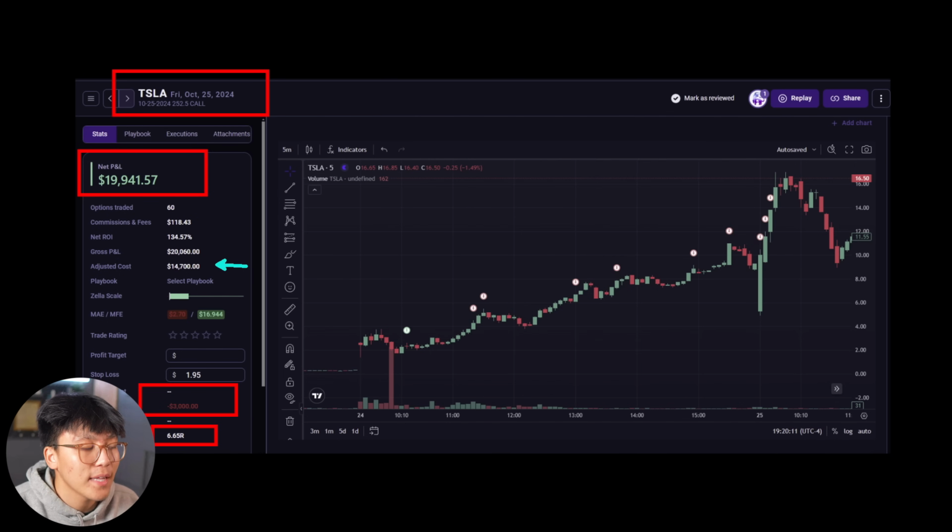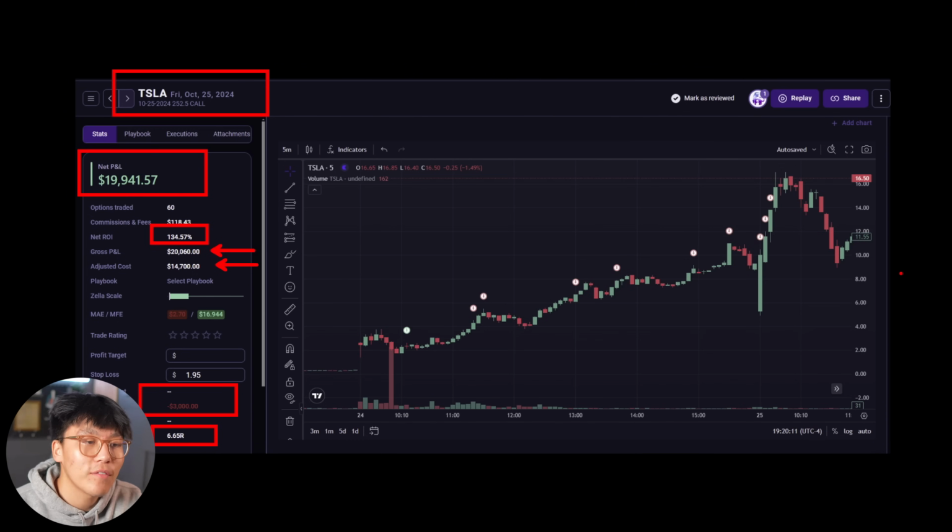I put in $14,000 in this one, and then made over $20,000, which was a net ROI of 134%. Absolutely crazy trade. One of my best trades of the year. This was strictly based off day trades as well, and then I made another $20,000 on my long term, which was absolutely crazy. But of course, those are unrealized, so I don't really count that.